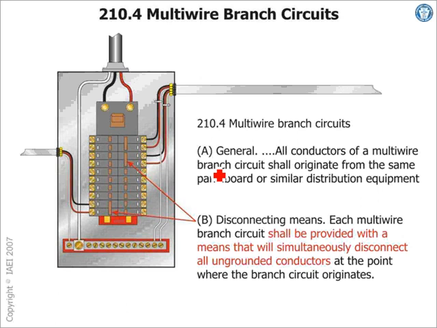So shall be provided with a means that will simultaneously disconnect. It came in 2011, guys. Here's a multi-wire branch circuit. You have to simultaneously tie these circuit breakers together so they can trip together. Also, I don't think it's 2008 before.